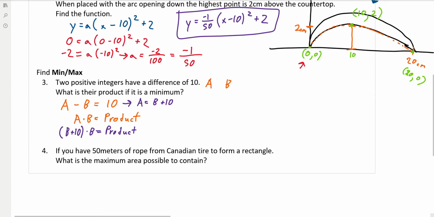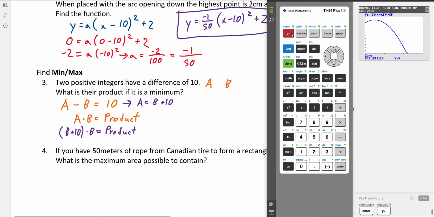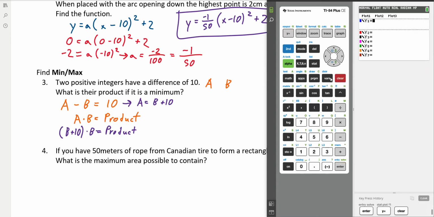Okay, so then once we have that written out, let's clear our original value and just type this in: x bracket x plus 10 bracket, and now we just press graph. Okay, we don't have a lot of room.